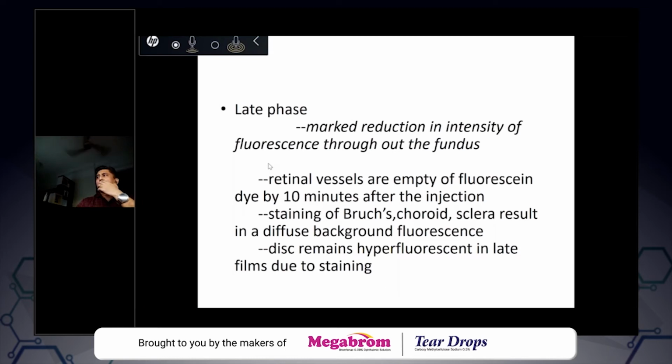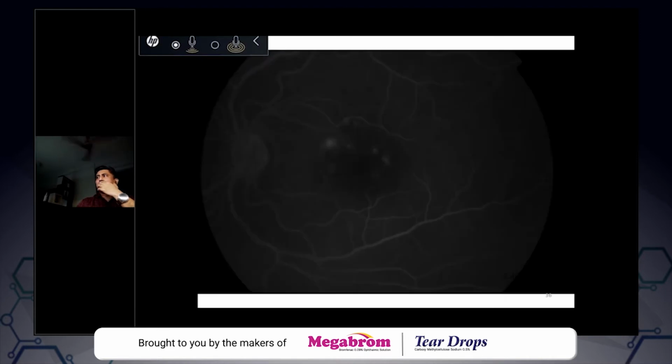Late phase means the phase of the fluorescein angiogram where you take a film by 10 minutes after the injection. It is at this stage that your disc gets stained. Okay, so that is the late phase.